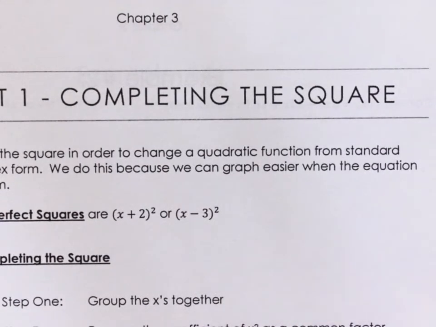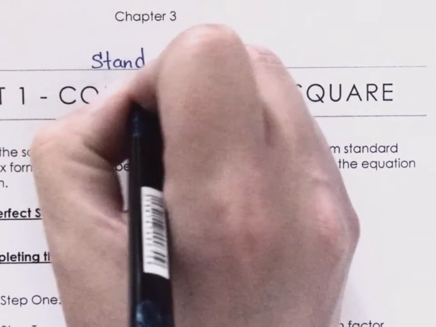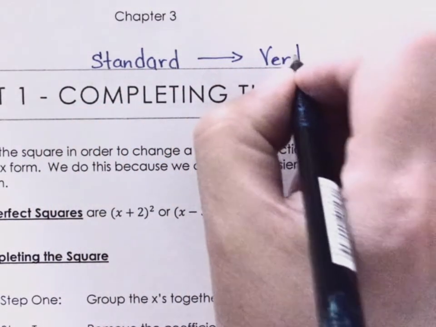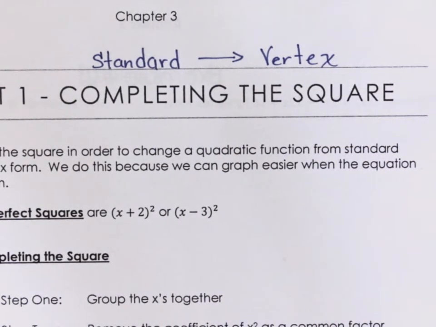Completing the square, but really what you're doing is going from standard form and converting to vertex form. That's what completing the square does. Because vertex form, oh goodness gracious, is super helpful. It shows us the vertex. I find a lot of people feel more comfortable in vertex form.